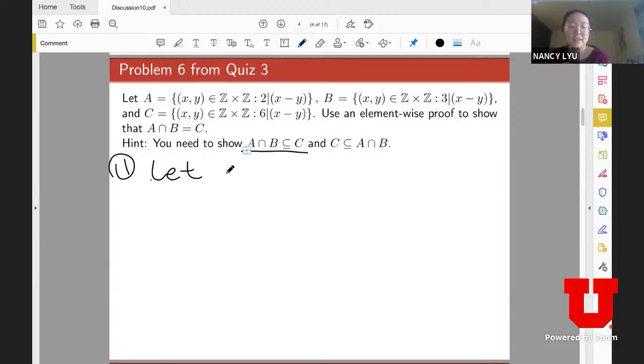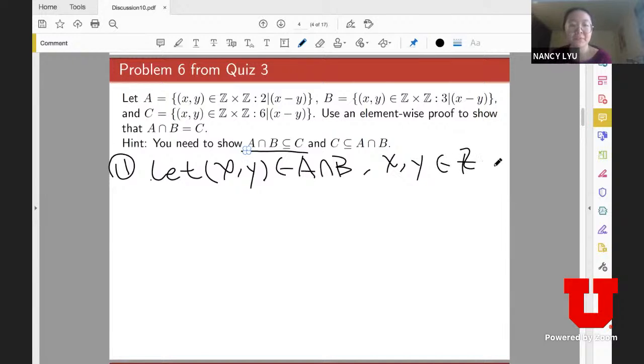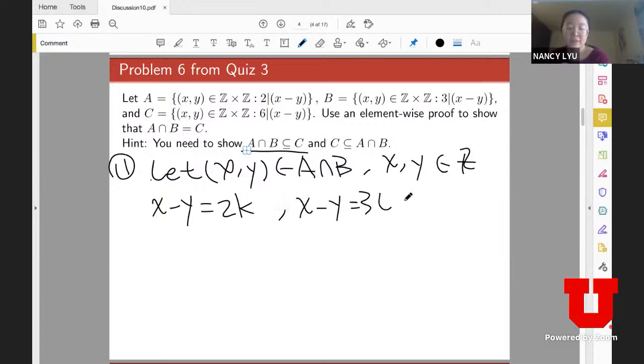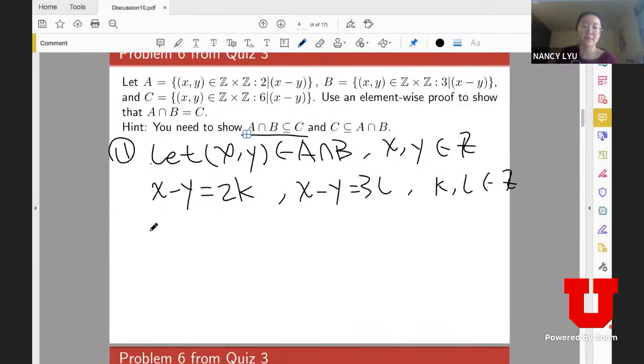Let x, y belong to A intersects B, where x and y both belong to Z, the integers. And then based on the definition of the sets, we have x minus y is equal to 2k since x, y is in set A. And also x minus y is equal to 3l since x, y is also in B, where k and l are integers. Okay?